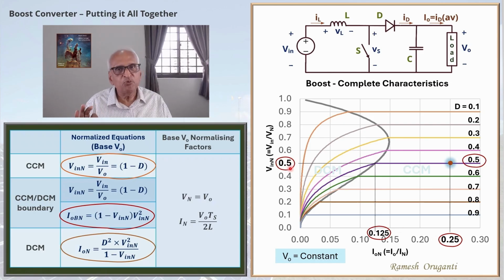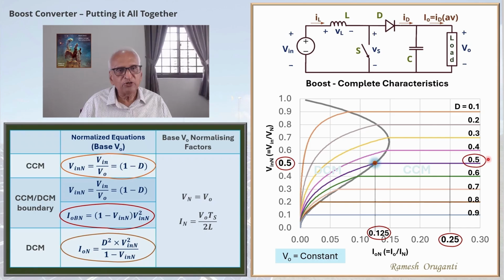Now we will move along the deep purple curve corresponding to D equal to 0.5. As we do that, the operating point shifts to the CCM-DCM boundary. At this operating point, we are still maintaining the normalized input voltage at 0.5. The corresponding normalized load current is 0.125. As seen before, the system will set the duty cycle at 0.5.